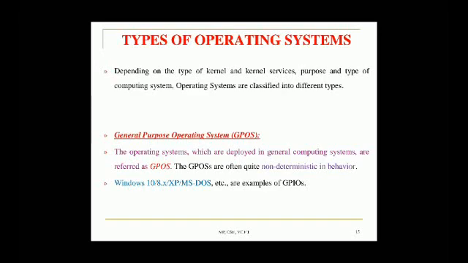The main difference between a general purpose operating system and a real time operating system is that in a general purpose operating system we do not find deterministic behavior. That means the timing behavior of a general purpose operating system is non-deterministic in time, but in a real time operating system we find a very precise deterministic timing behavior. This non-deterministic behavior of GPOS is acceptable where the application has no requirement of deterministic behavior. Examples of general purpose operating systems are Windows 10, Windows XP, and MS-DOS.